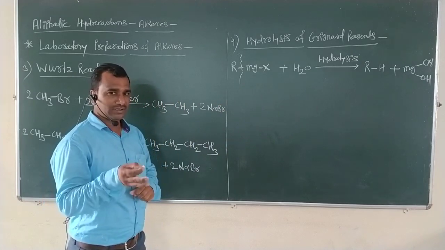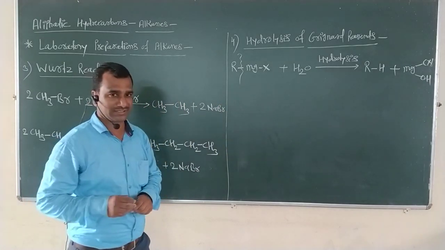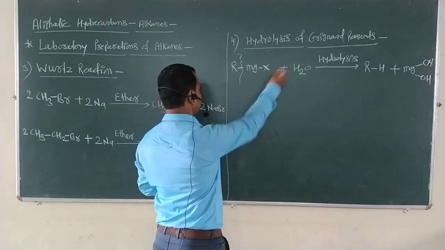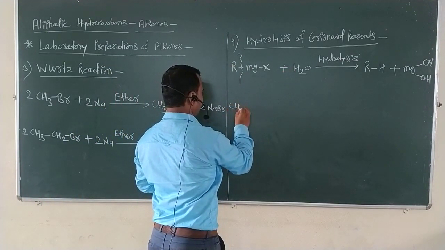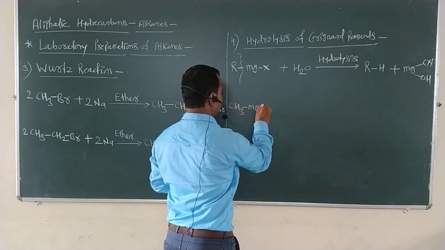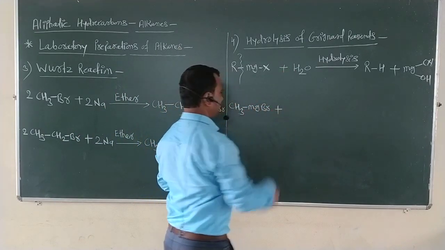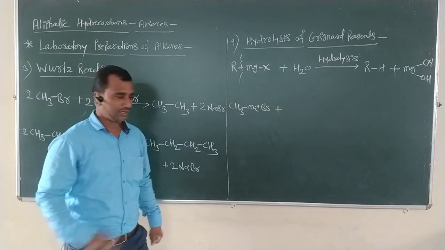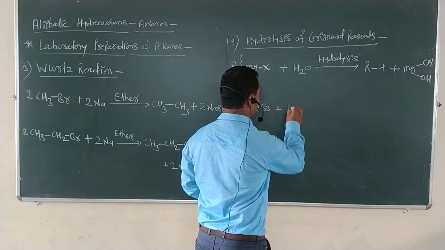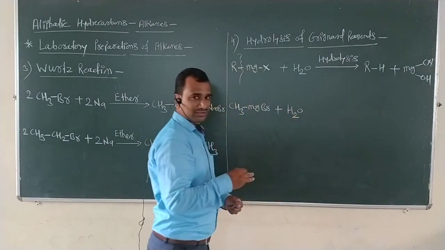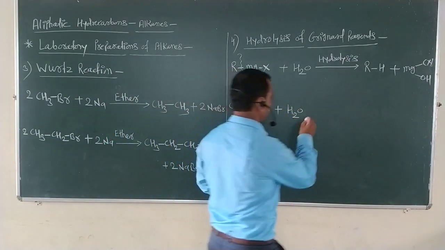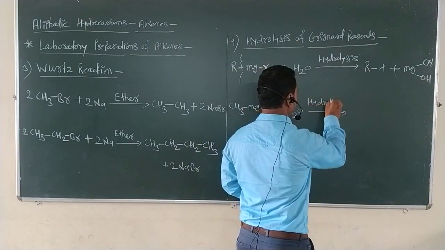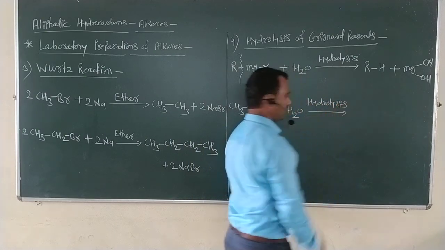Now we take a specific example of the hydrolysis of a Grignard reagent. For this purpose, I take the simplest example of a Grignard reagent, that is methyl magnesium bromide. To this methyl magnesium bromide, if I add a water molecule, that is nothing but the hydrolysis process.